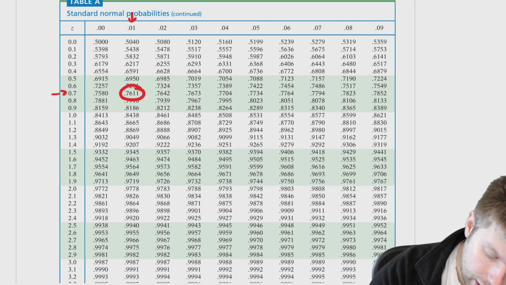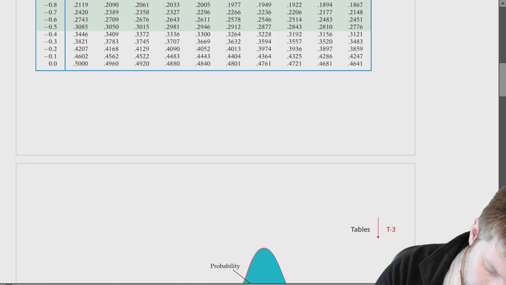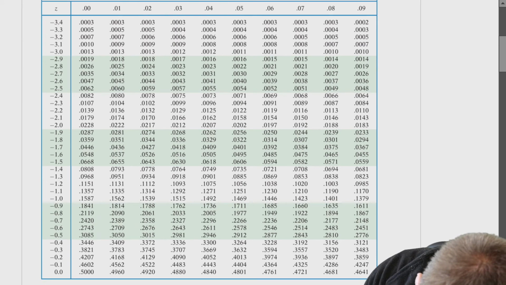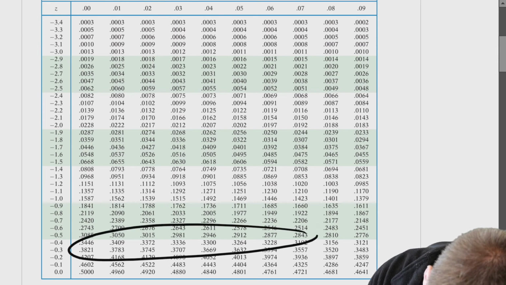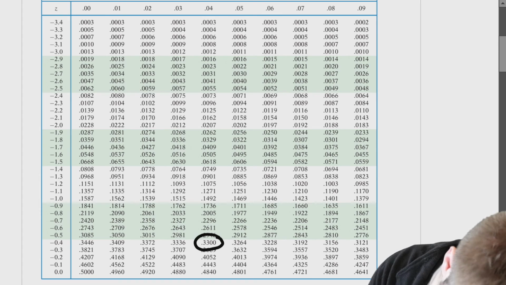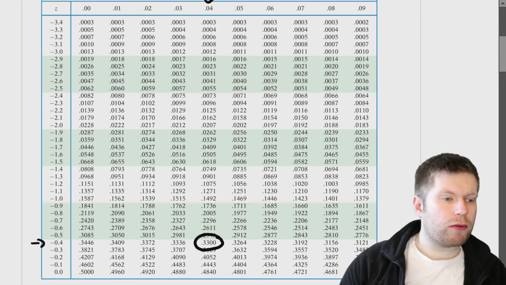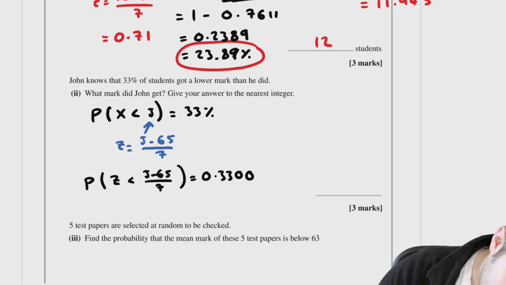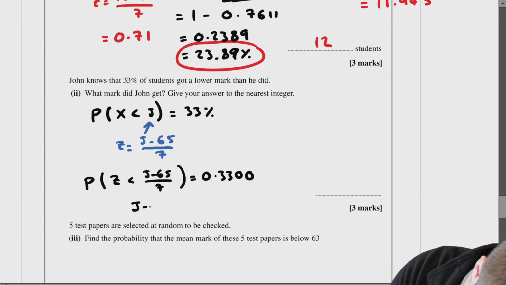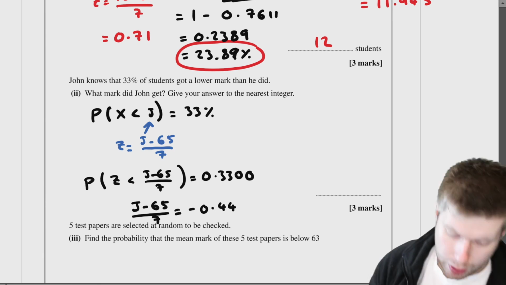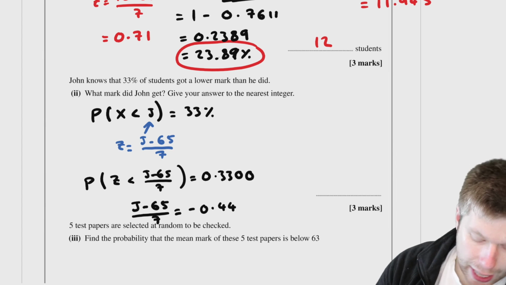So let's have a look at that. I'm looking for as close as possible to 0.3300. So 0.3300, where are you? I'm looking in this region here. There you go. 0.3300, slap bang there. So that's negative 0.44. So negative 0.44 units of standard deviation from the mean. So this is going to be the J minus 65 over 7. That's my negative 0.44. Now it's just a case of solving this equation.